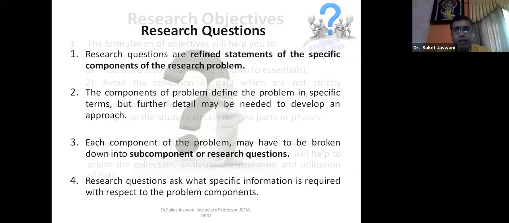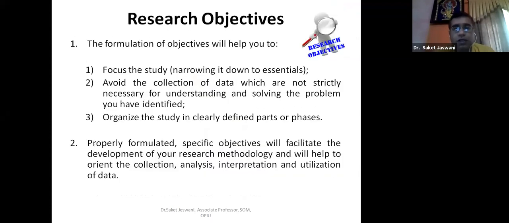Okay. Now you will formulate research objectives. Now you will break your research questions. You will break the question mark into statements. That is known as research objectives. So you will formulate your objectives. It will help you to focus your study. It will avoid the collection of data which are not necessary. And it will help you to organize the study in clearly defined parts.